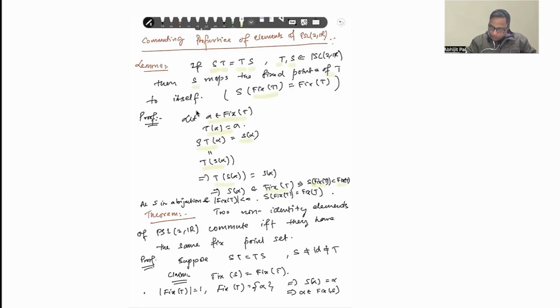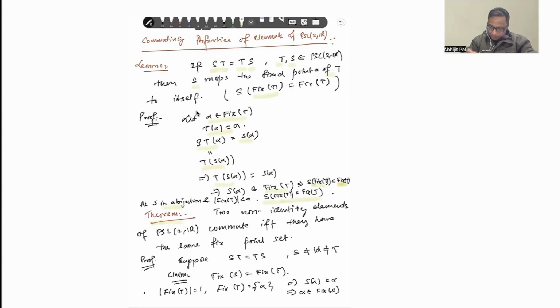So these are finite sets. The fixed point set of T is a finite set. In fact, the cardinality of the fixed point set of T is less than or equal to 2, because T is a Mobius transformation. And also S is a bijection. Therefore, the cardinality of S of fixed points of T is equal to the cardinality of the fixed point set of T. So because of that, we have this equality. Okay, so now we have proved this lemma.